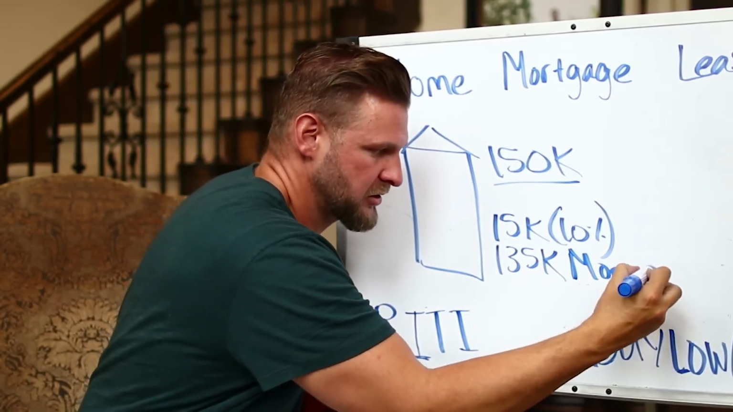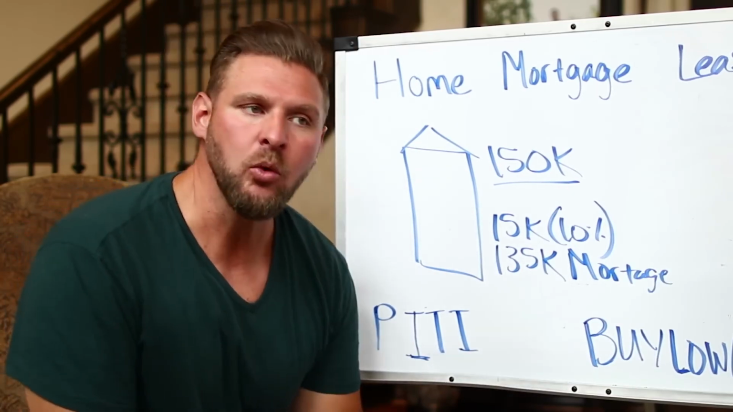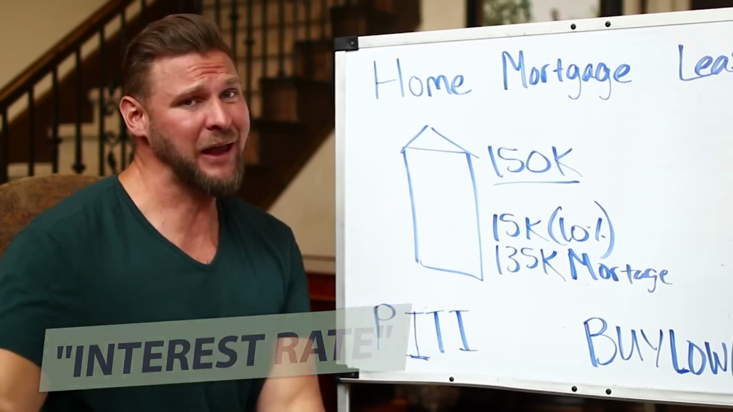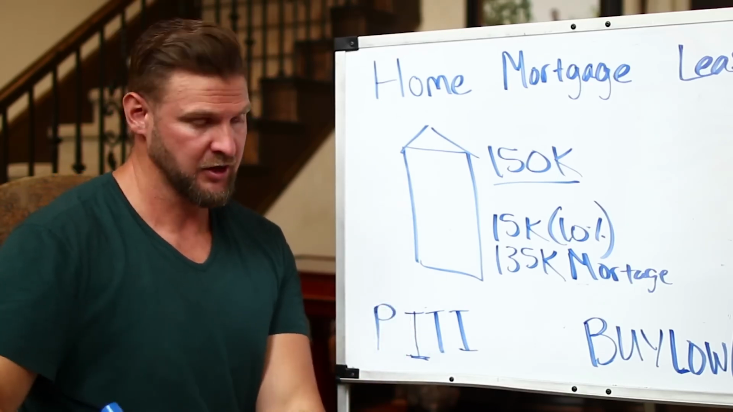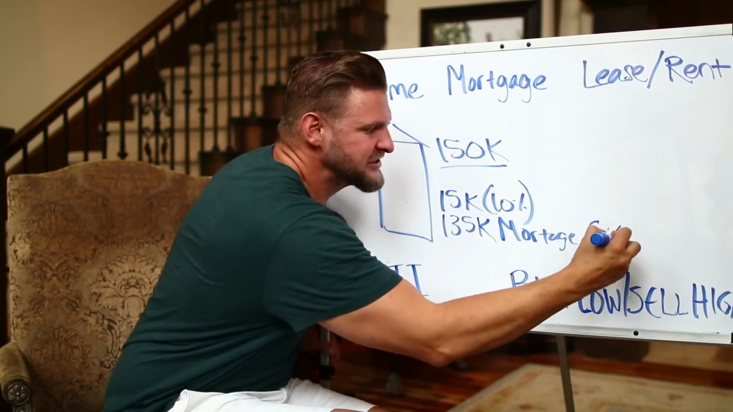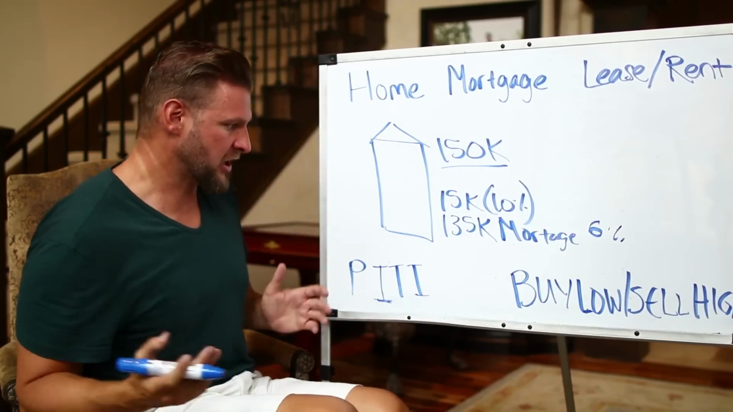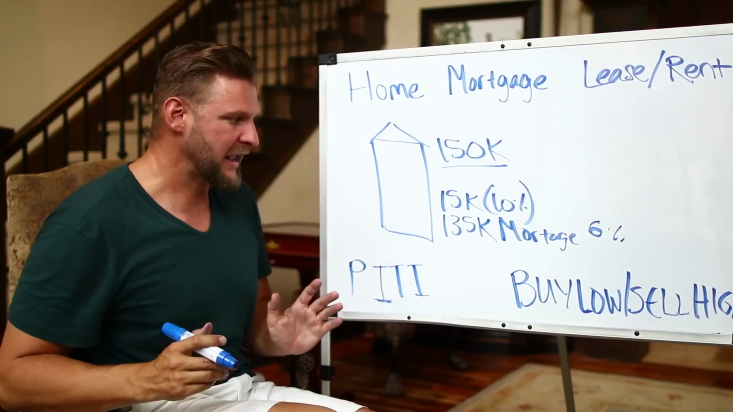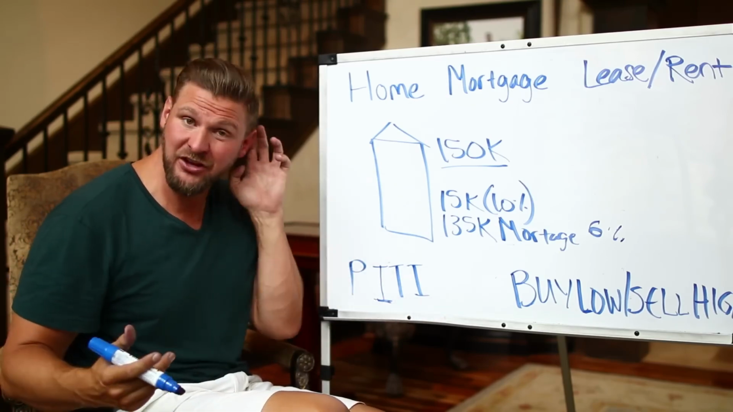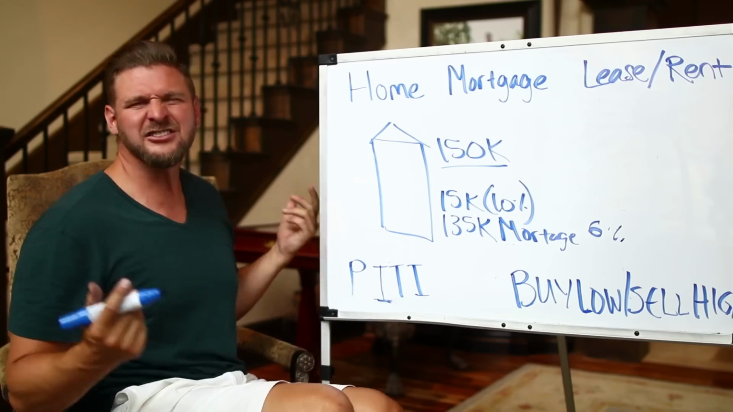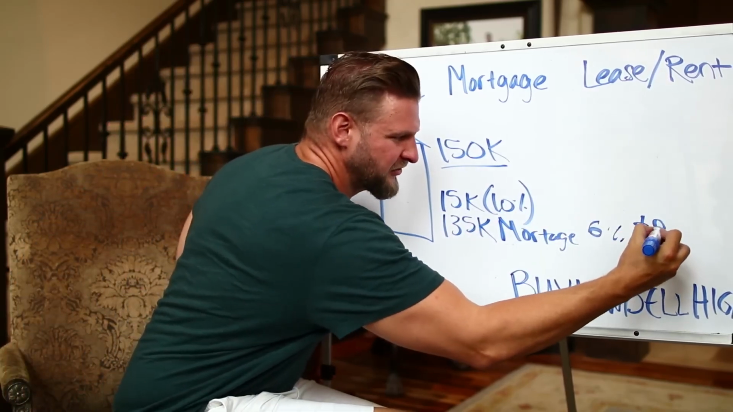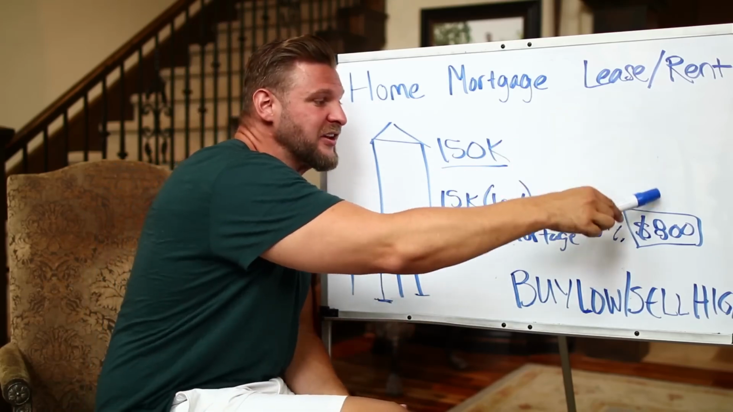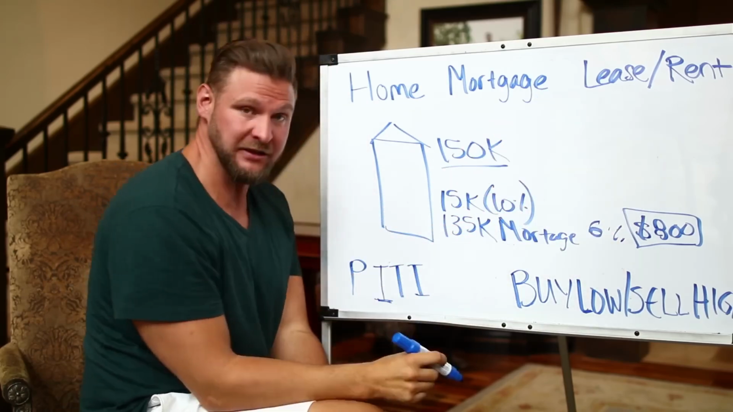$135,000 mortgage. Now that mortgage is going to come with an interest rate because the bank's going to say, we're not giving you our money for free. You've got to pay that back over time plus interest. So the bank says, we're going to do a 6% interest rate. And you're thinking, okay, if I'm paying this back over 30 years at that interest rate, they'll do some math and tell you essentially what your payment's going to be. Let's just assume for this example that your payment is $800. That's just a guess out of the wild blue. This $800 is your mortgage payment.